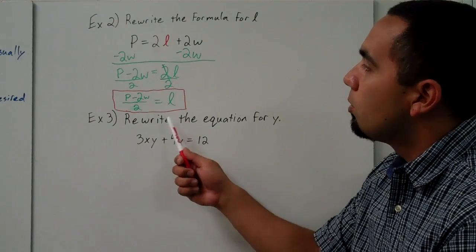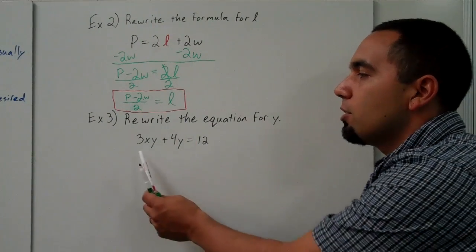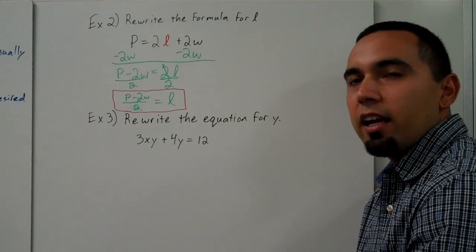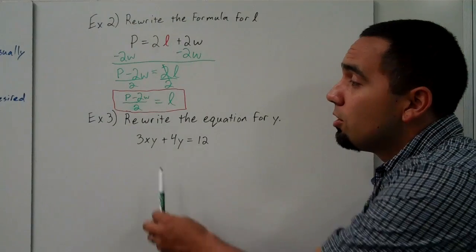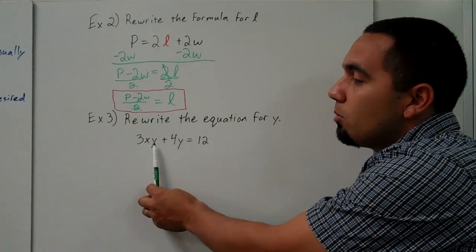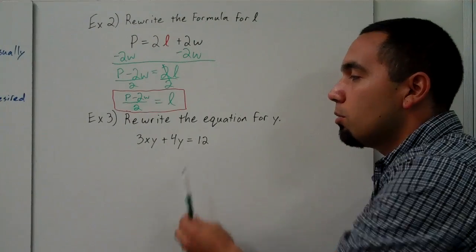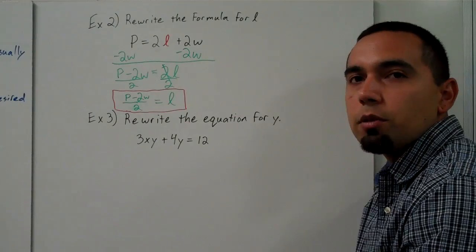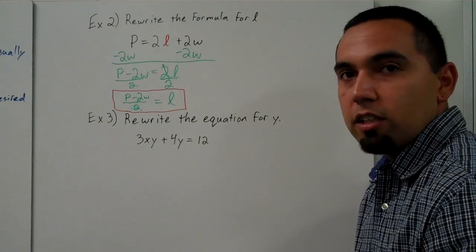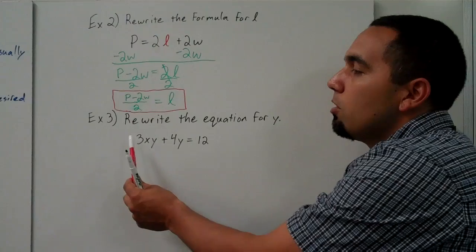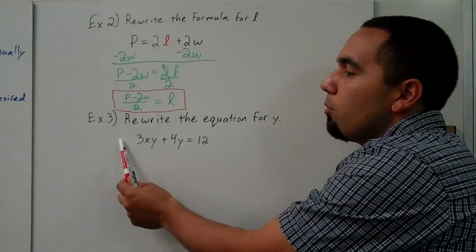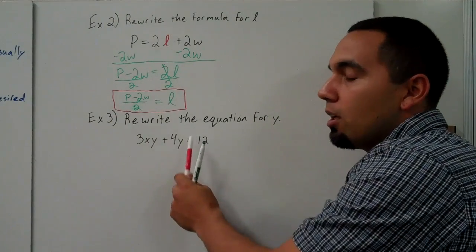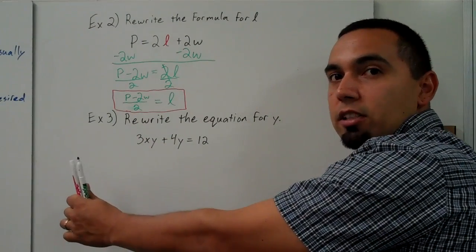So number 3 says rewrite the equation for y. Now we have something that you're probably more familiar with. It's not a formula, it's just a basic equation. Here we're going to do something we probably haven't done in a while. Our example says 3x times y plus 4 times y equals 12, or I could say 3xy plus 4y equals 12. It's probably been a while, but we do remember the distributive property, right? The distributive property says that if we have something being multiplied, we have to distribute it in. But because we can distribute in, we can also take something out as long as it has it in common.